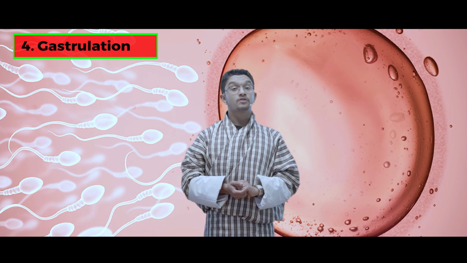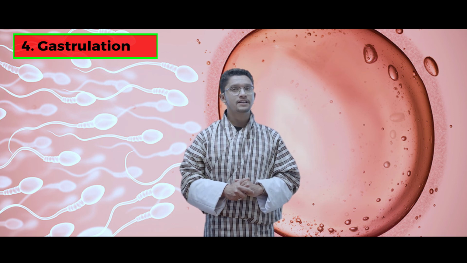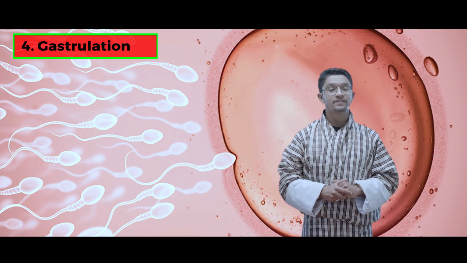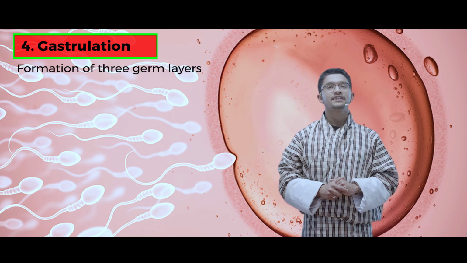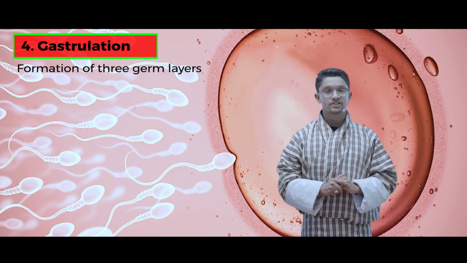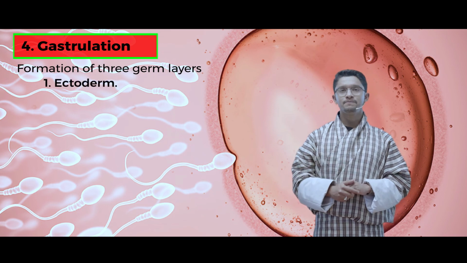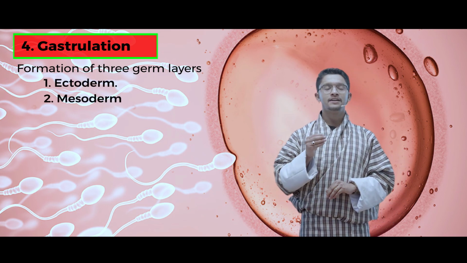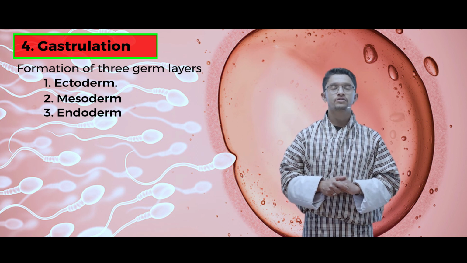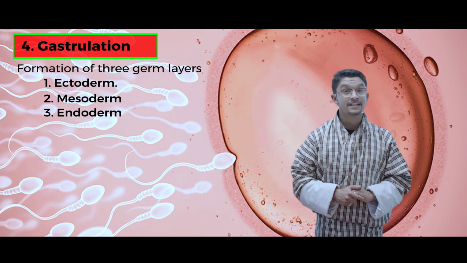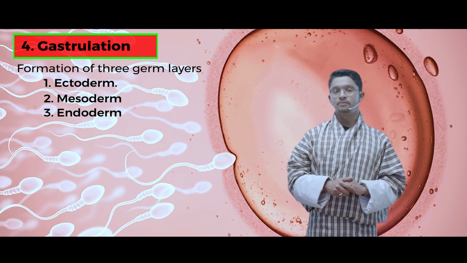The next step is called as gastrulation. So after the embryo has got implanted, the embryonal cells undergo division, and during gastrulation they form three layers called as ectoderm, mesoderm and endoderm. These three layers later will lead to the formation of different organs of our body.